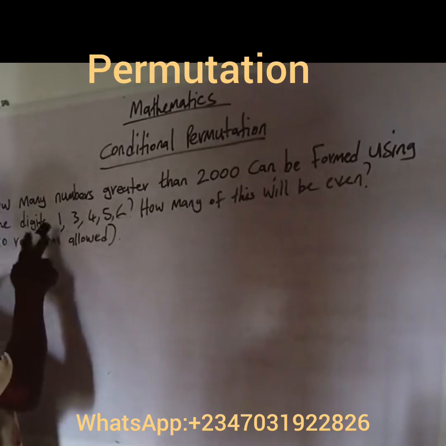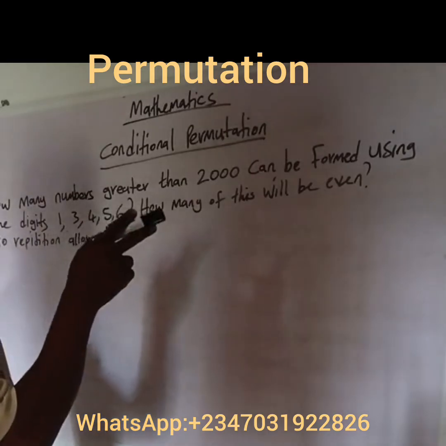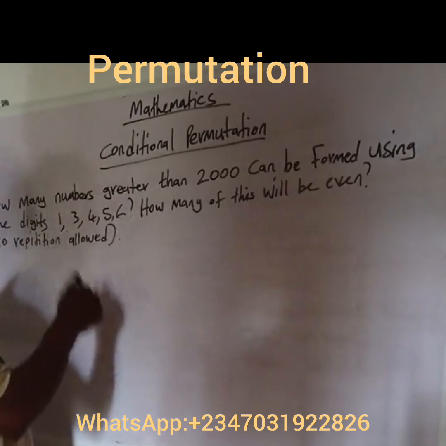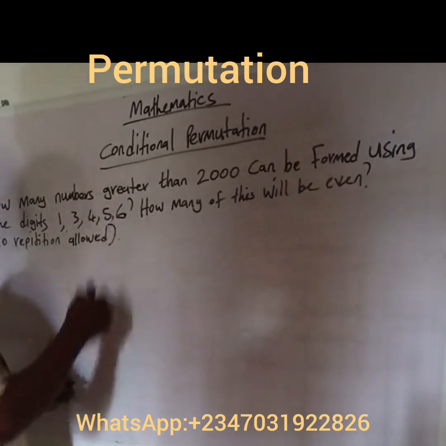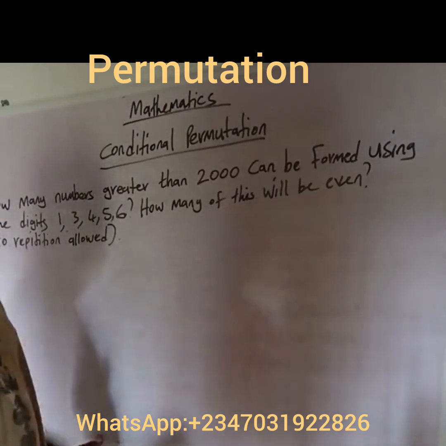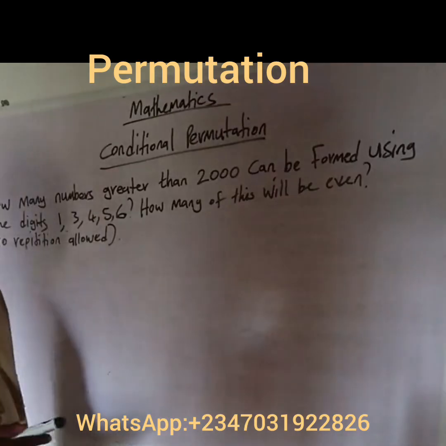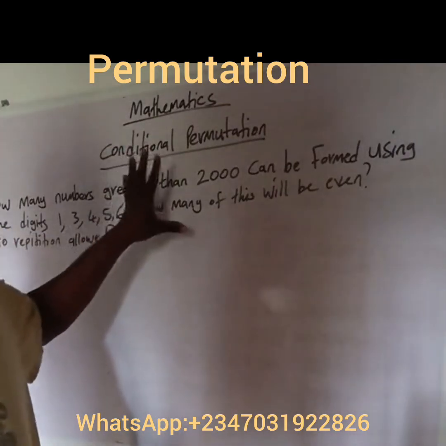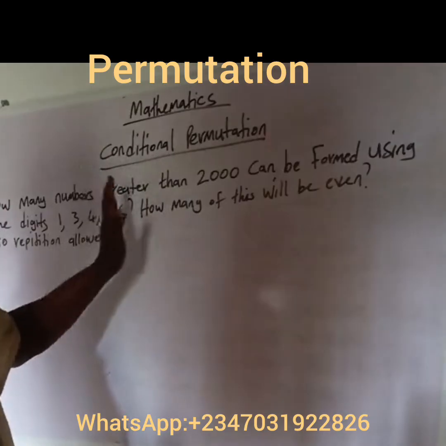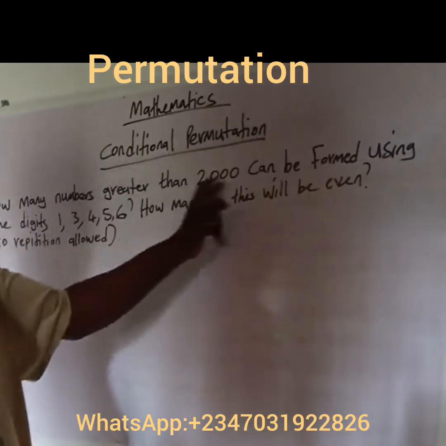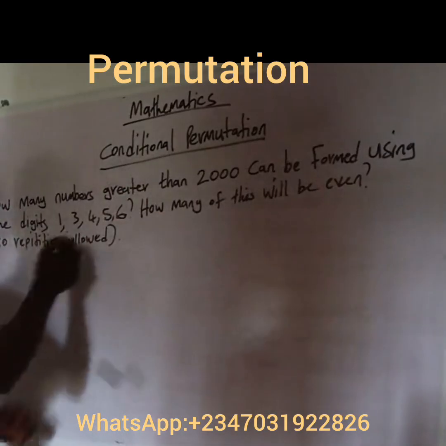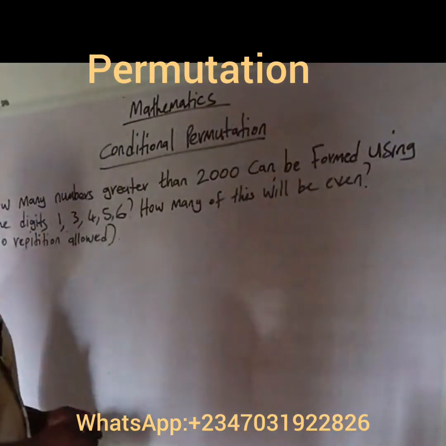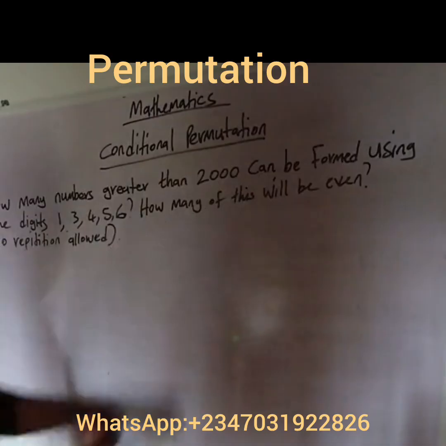We are told: how many numbers greater than 2000 can be formed using the digits 1, 3, 4, 5, 6, and how many of these will be even if no repetition is allowed. Now, this question is in two phases, A and B. If you look at it carefully, how many numbers greater than 2000 can be formed using the digits? That is one question. The next question is how many of these will be even?